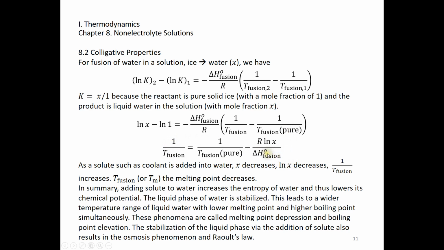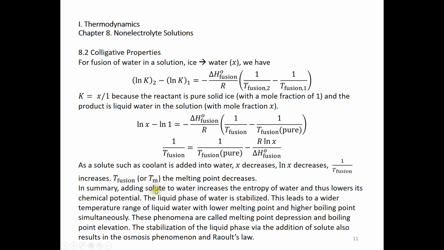What if we add antifreeze in water? What will happen? Well, when you do that, X decreases. And then ln X decreases. And therefore this term decreases. And we're minusing this decreasing term. That means 1 over T fusion increases. When 1 over T fusion increases, that means T fusion decreases. And T fusion is simply the melting point. The melting point of water in a solution is lower than the melting point of pure water.